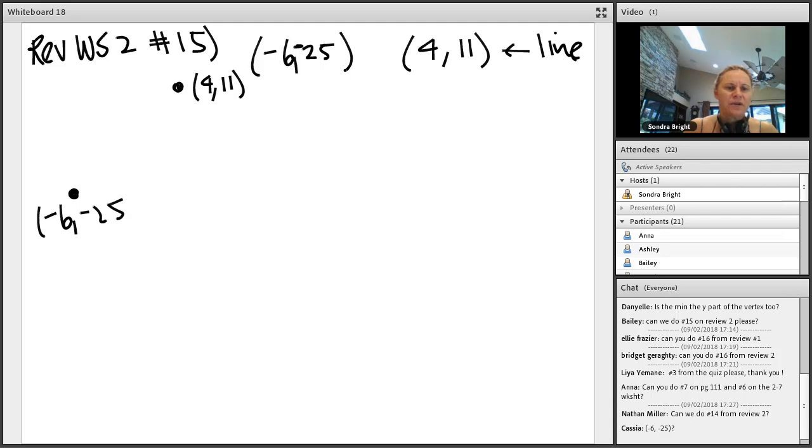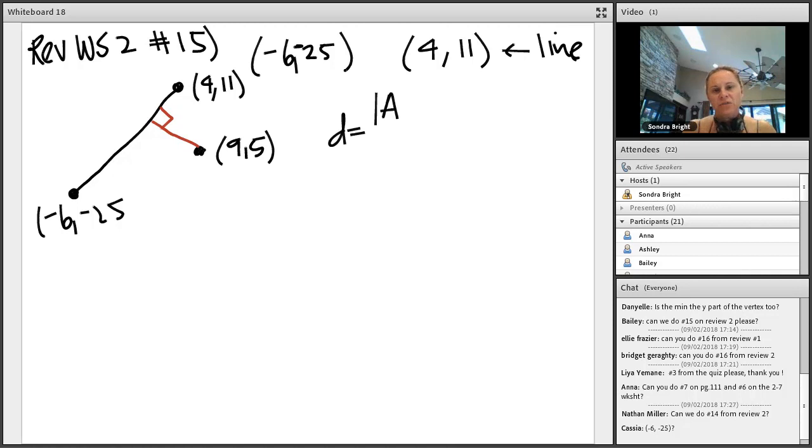-6, -25. Okay, so here's this transmitting signal, and then there's some other point, some antenna at the point 9, 5. And we want the distance. So remember, the distance is always going to be that perpendicular distance. And then you have to have that distance formula memorized. For the distance from a point to a line, it is the absolute value of Ax1 plus By1 plus C, all over the square root of A squared plus B squared.